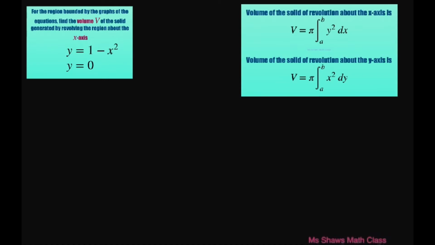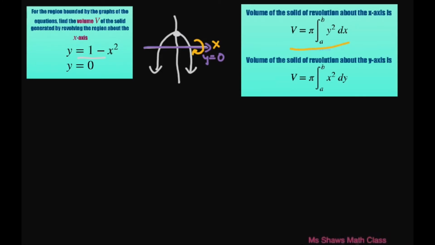So basically what we have is this first equation. It's a quadratic that opens down. The y-intercept is 1, so it's something like this. And we also have y equals 0, so here is y equals 0. This line here is y equals 0. And then it revolves about the x-axis, so it's going like this. It revolves around the x-axis like that. This is your x-axis. All right, so for this, we're just going to use this formula here.